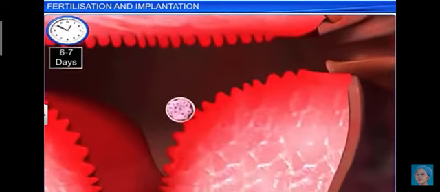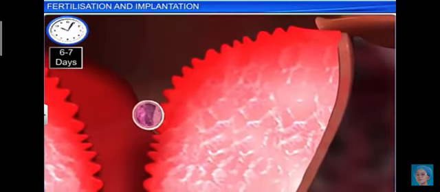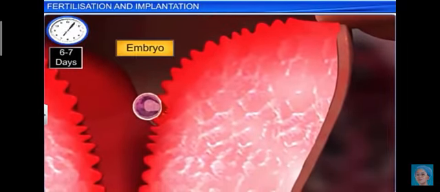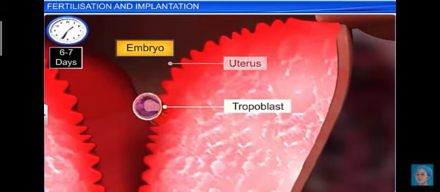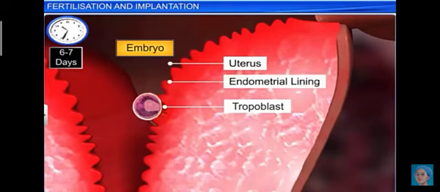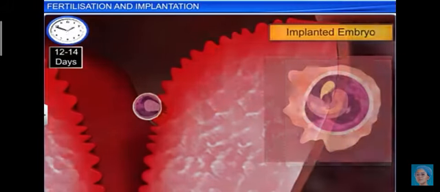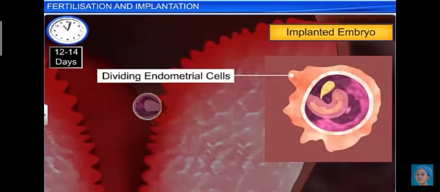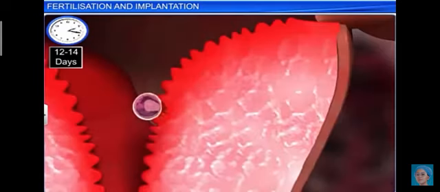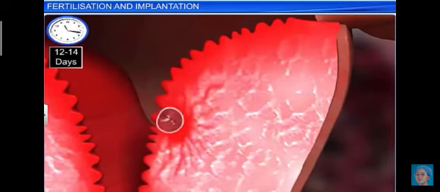Interestingly, at the blastocyst stage, the zygote, now called the embryo, gets attached to the uterus as the trophoblast grows outwards and penetrates the endometrial lining of the uterus. In response, the endometrial cells divide and start surrounding the blastocyst. This causes the blastocyst to sink and get implanted into the uterus. Once implantation has occurred, pregnancy gets initiated.